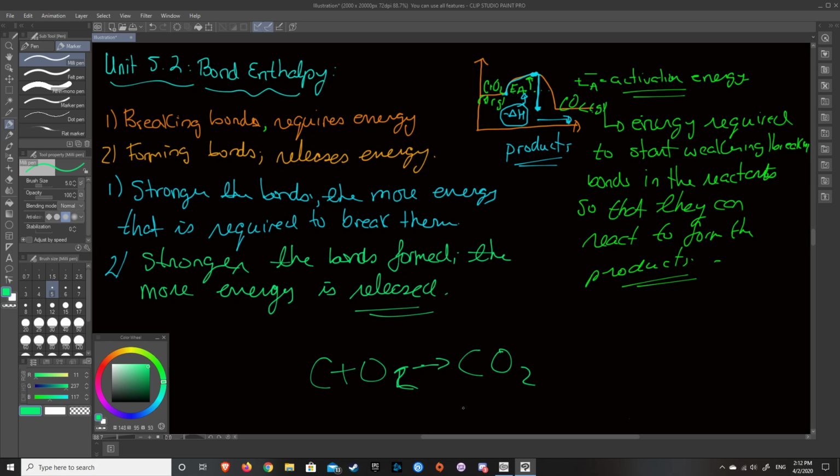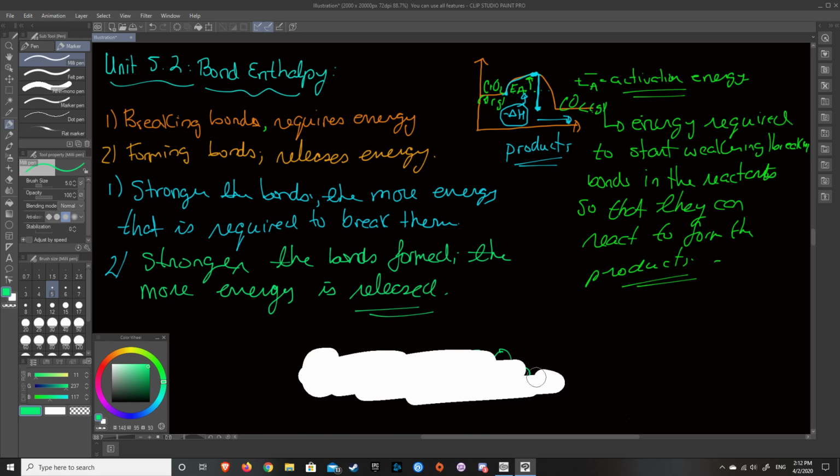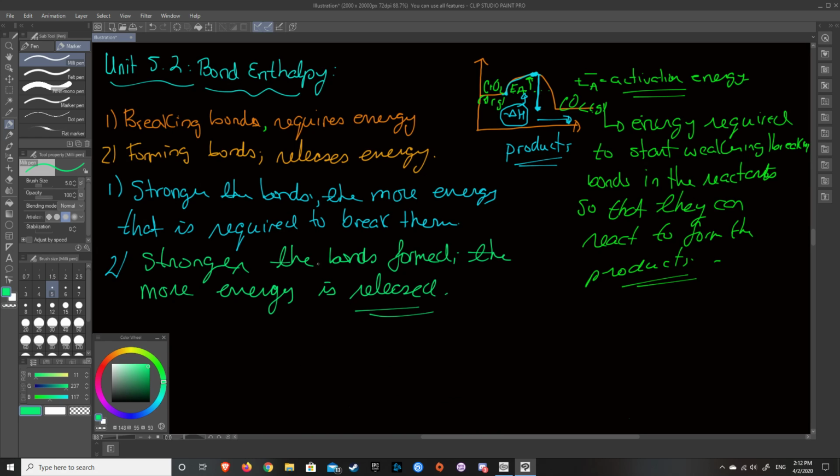very, very stable. So I'm going to do an example of this soon using numbers, but I don't want to do that now. This is just going to be the introduction to what we're doing today. So we're going to expand on that, don't worry. So just know that the stronger the bonds formed, the more energy that will be released. And the weaker in contrast, the weaker the bonds formed, the less energy is released. And the weaker the bonds, the less energy is required to break them, right?